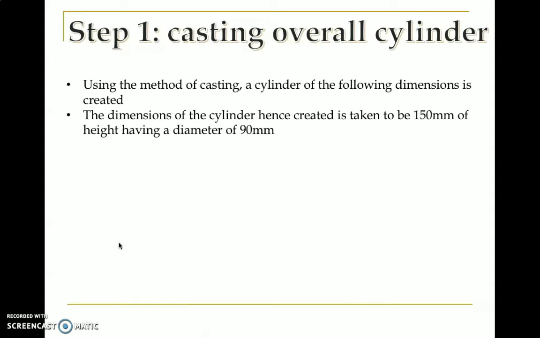And so the step one is the casting of the overall cylinder. So using the casting process, I have designed the raw material, which is an aluminum cylinder. The dimension of the raw material is taken as 150 height and 90 diameter, so that when processes are done, we can have a control over the final dimension.